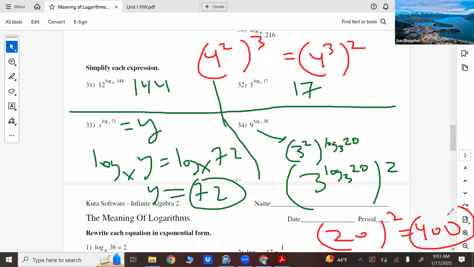Why would the square go to the whole thing? Because it's like if I did 16 cubed, it's the same thing as 64 squared. If I just swap these two, who cares? It's still 2 times 3 and 3 times 2. Remember, with properties of exponents, when you raise a power to a power, you multiply the exponents. So if I swap these two positions, it's still the same thing. It won't matter.